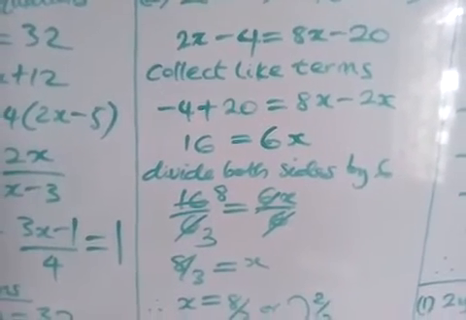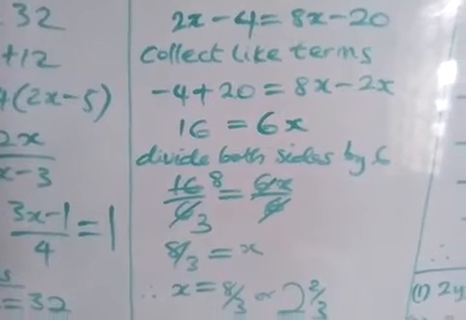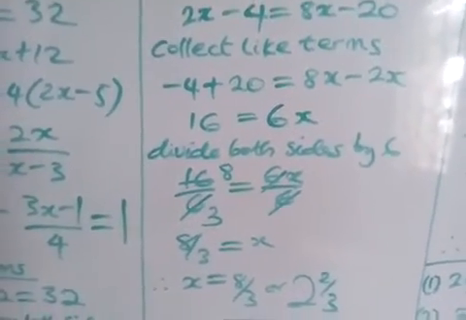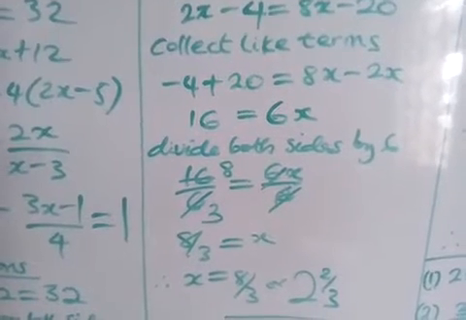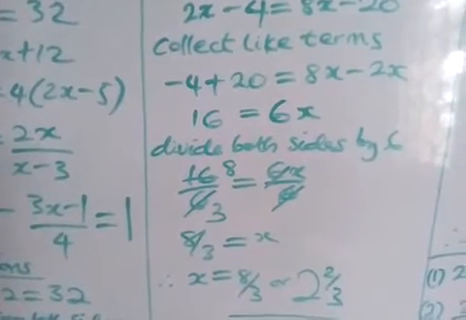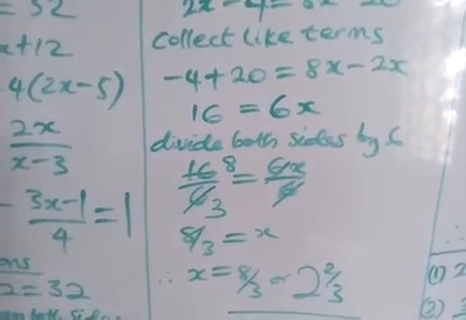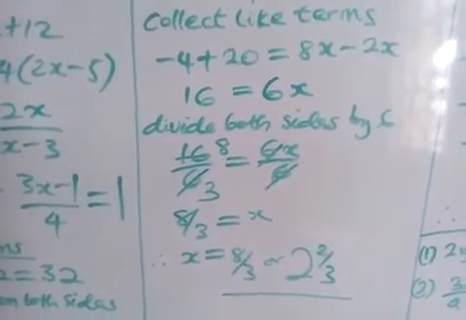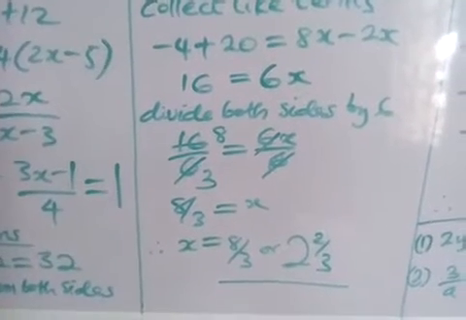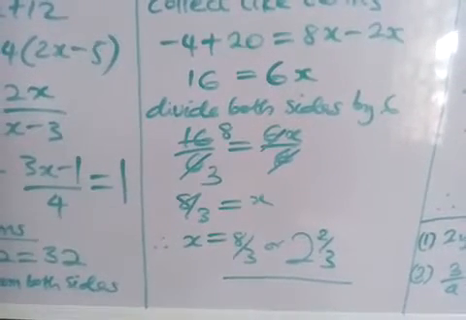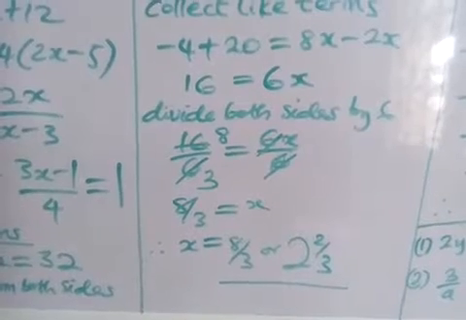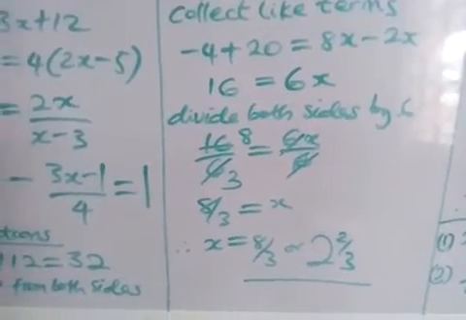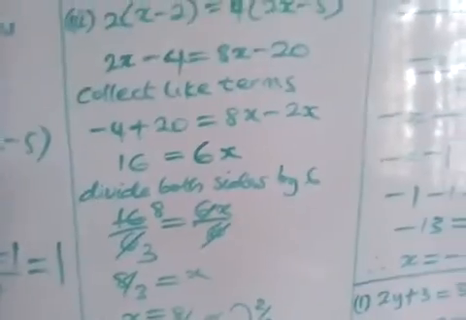8x minus 2x will give us 6x. Minus 4 plus 20 will give us 16. The next thing, 6 is still disturbing x to stand on its own. So we divide both sides by what? By 6. So 6 will cancel, we have 6. 2 in 6, 3. 2 in 16, we have 8. So 8 over 3 equals to x, which is same as saying x equals to 8 over 3, or 2 whole number 2 over 3 when we change that improper fraction to a mixed fraction.